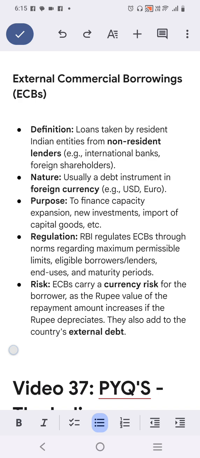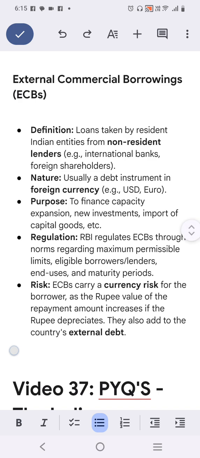Risk: ECBs carry a currency risk for the borrower, as the rupee value of the repayment amount increases if the rupee depreciates. They also add to the country's external debt. That's it for today.